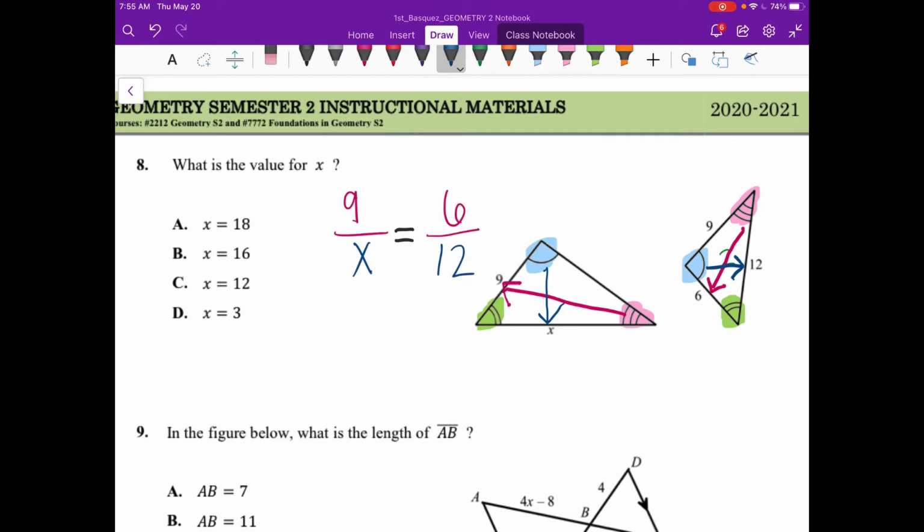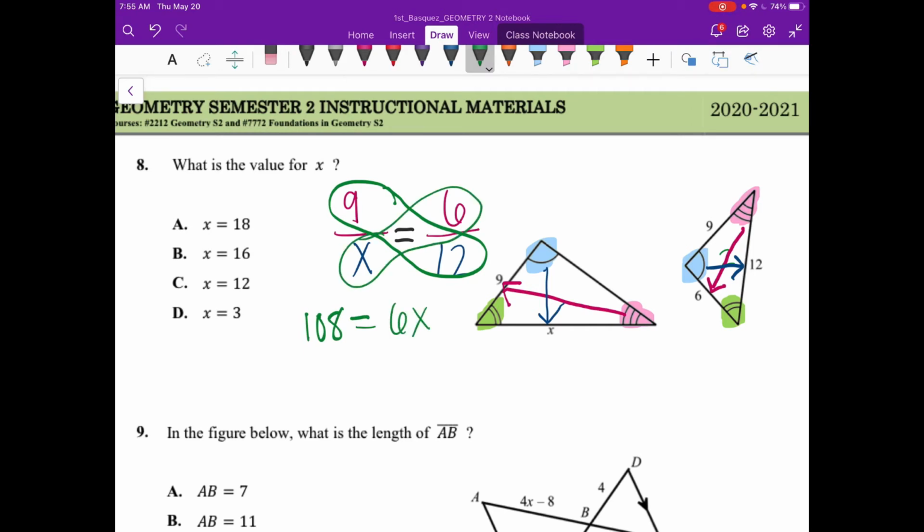So this turns into a cross multiplication problem so that I can solve for x. 9 times 12 is going to give me 108. And x times 6 gives me 6x. So to solve for x, I'm going to go ahead and divide both sides by 6. And I end up with x equals 18. And my answer there is A.